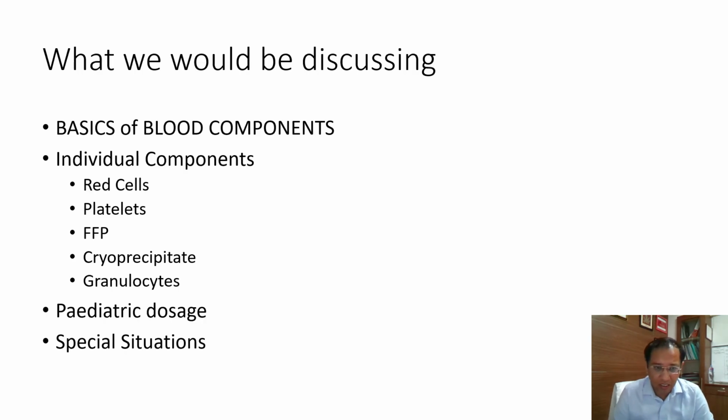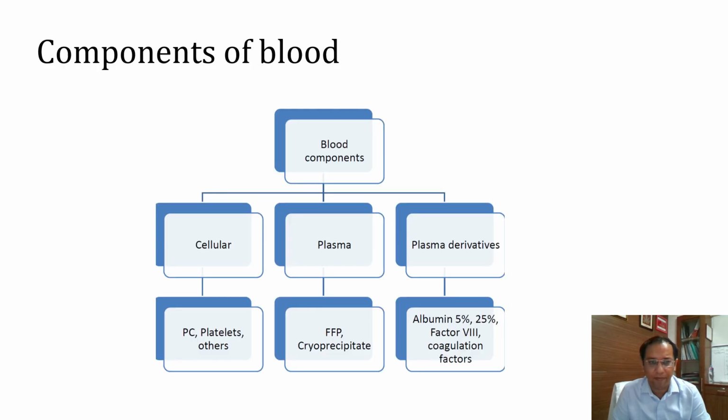So what we'll be discussing today is the basics of blood components, just a brief about them, the individual components: the red cell, platelets, FFP, cryo, and granulocytes, the pediatric dosage for the same, where we can use it, and some special situations where it is required and where we'll be using it.